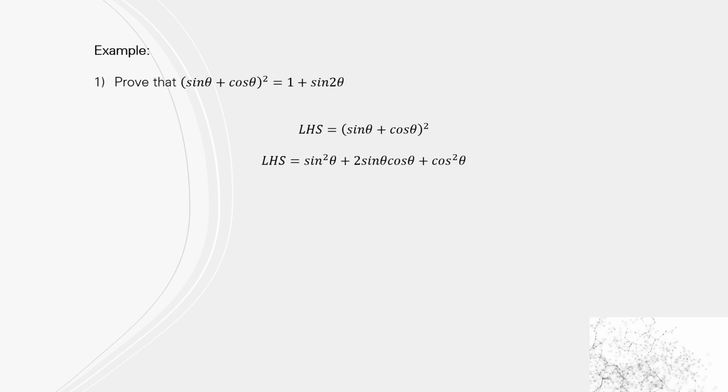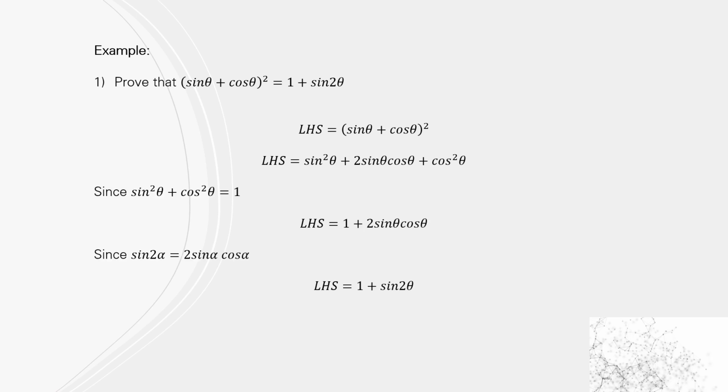So for the first one, if we expand that, so square the first, twice the product, square the last, you get sine squared theta plus 2 sine theta cos theta plus cos squared theta. Hopefully you recognize that sine squared plus cos squared is 1, plus 2 sine theta cos theta. And since sine 2 alpha is equal to 2 sine alpha cos alpha, then 1 plus 2 sine theta cos theta becomes 1 plus sine 2 theta, hence proven.